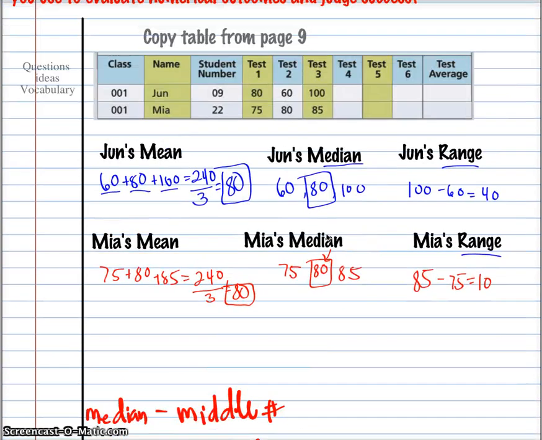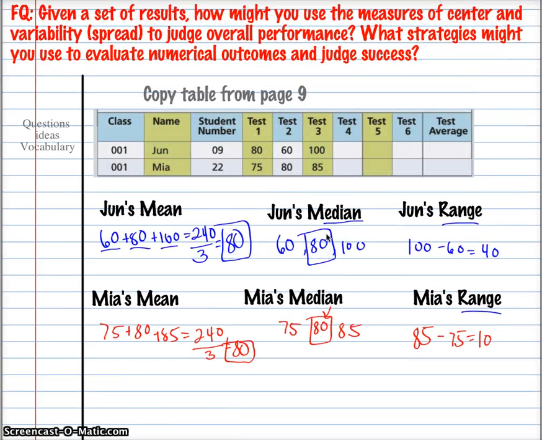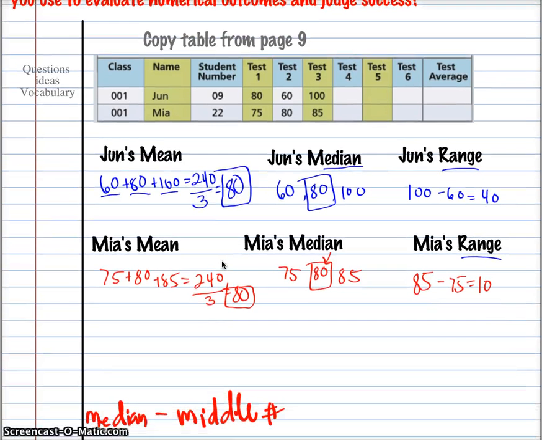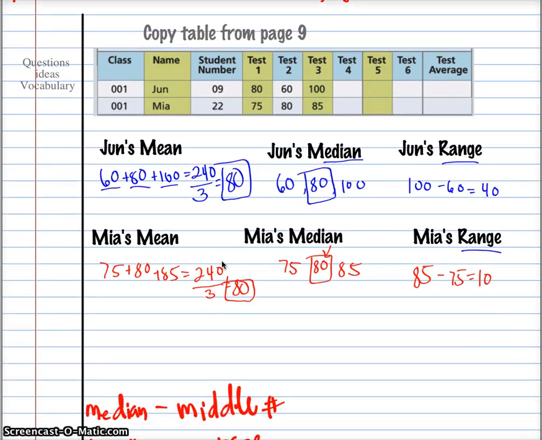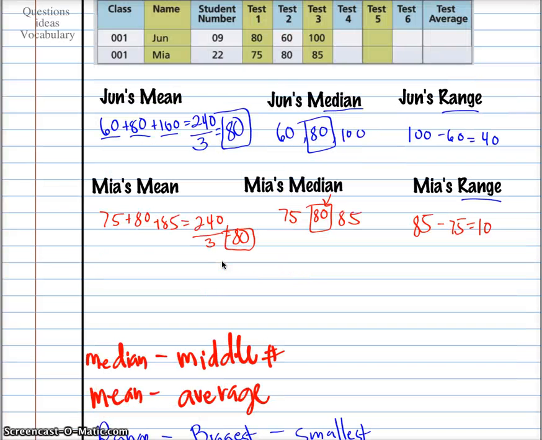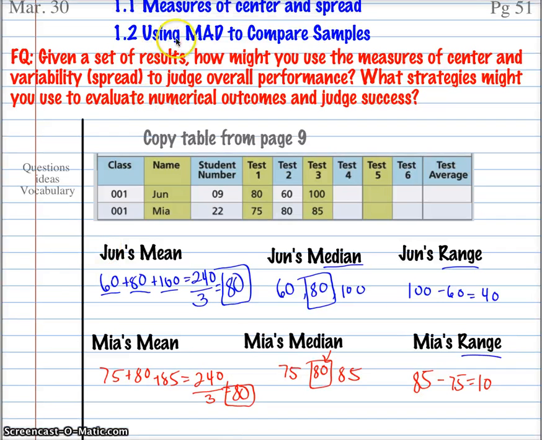Okay, so these are my measures of center and spread. And we're actually going to kick this up a little bit and go into MAD, mean absolute deviation, which is 1.2. 1.2 says using MAD to compare samples. So here I was able to compare samples. They had the same average, the same medians, but their ranges were different. Mia is much more consistent. She only has a range of 10. June has a range of 40. They both have the same average, so it worked out so well so far.